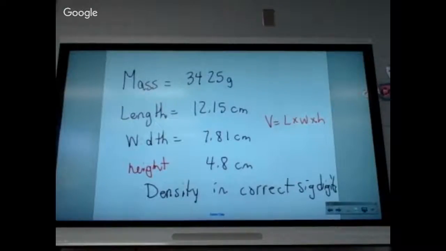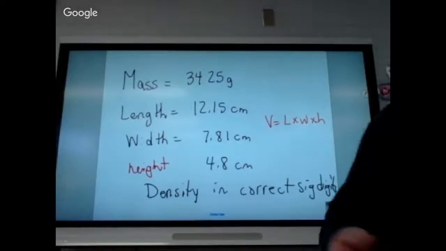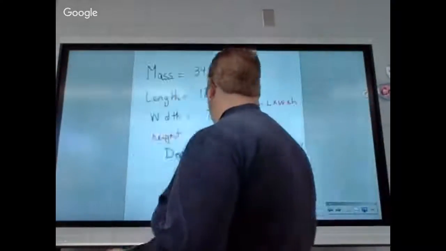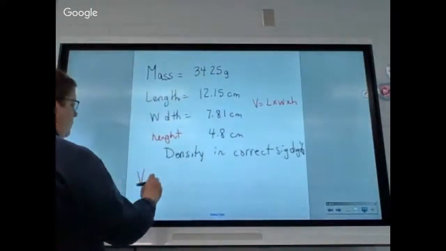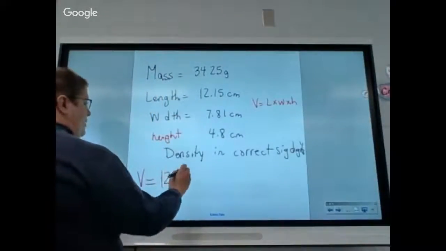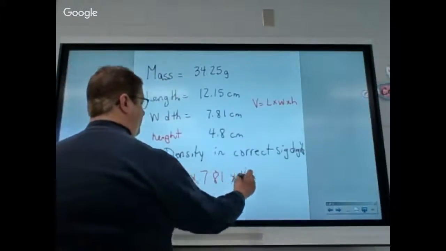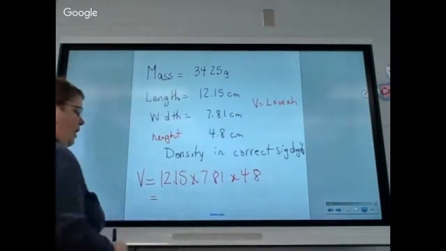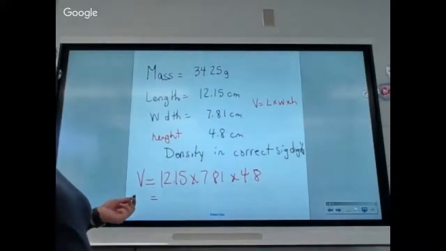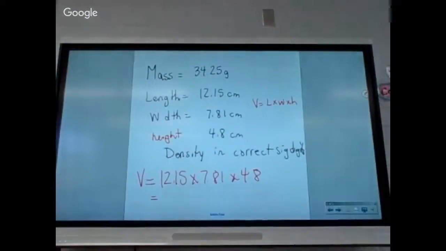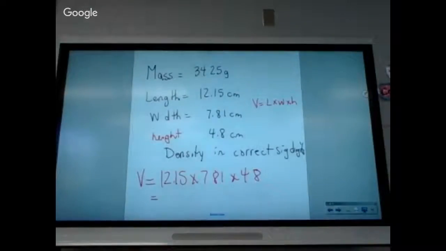All right, so when you were calculating the volume, and we were multiplying, what was the rule for multiplying? Because we multiplied length times width times height, once we figured out that was the formula, right? So what do we know to do? Use the least number of significant digits.